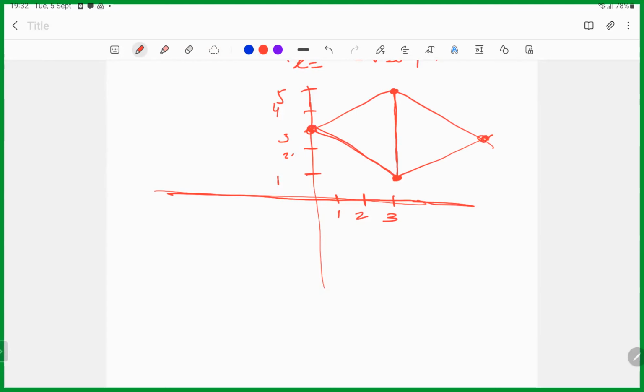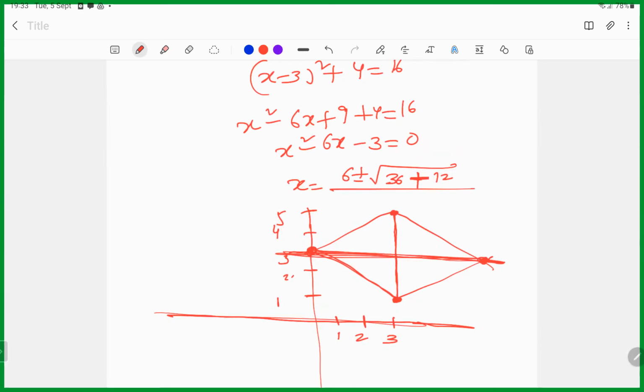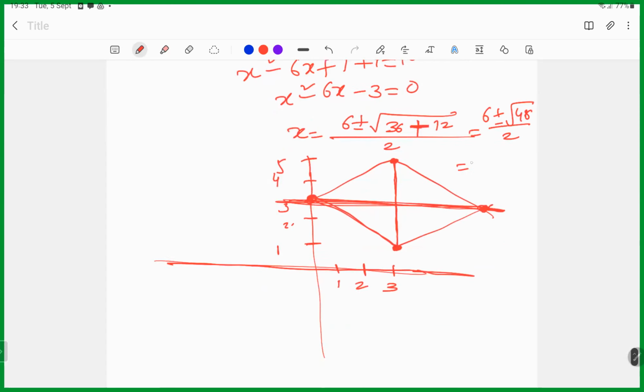But this value won't change. Y value won't change, only x value will change. That's why this is nothing but 6 plus or minus square root of 36 plus 12 by 2a, is 6 plus or minus square root of 48 by 2. 48 can be written as 16 into 3, 4 into root 3. Is it right? By 2 equal to 3 plus or minus 2 root 3. One point is 3 plus 2 root 3, other point is 3 minus 2 root 3. Got it?